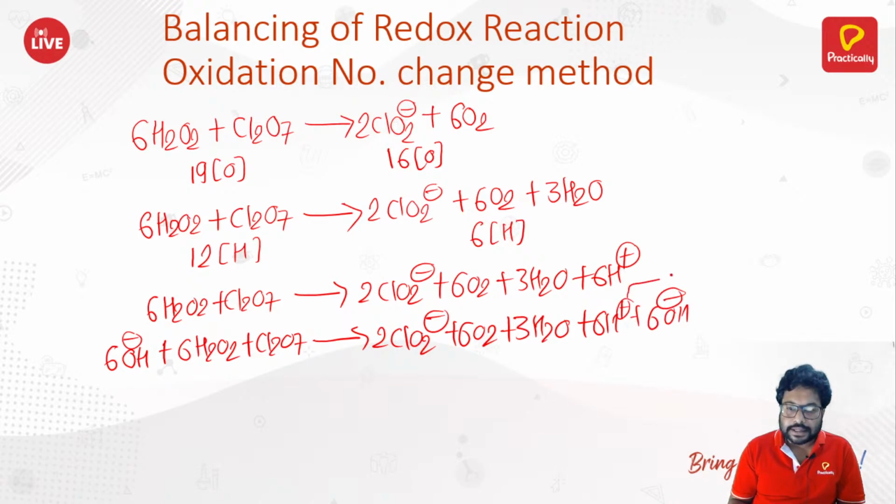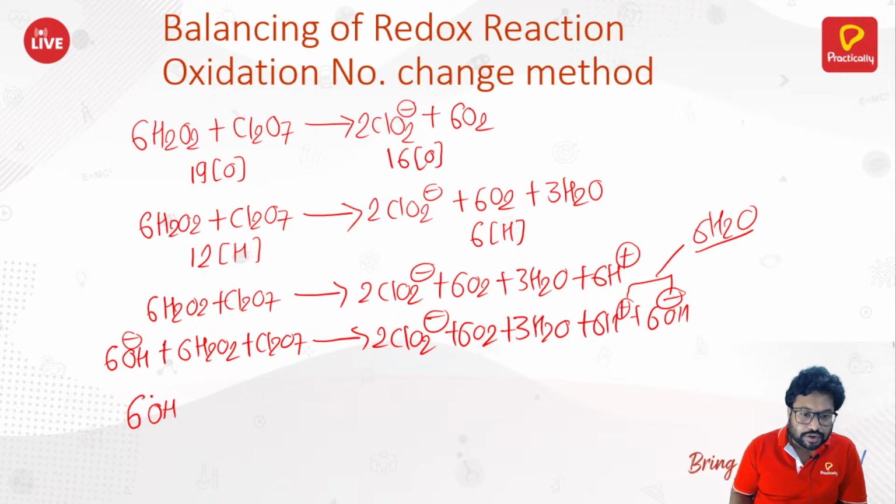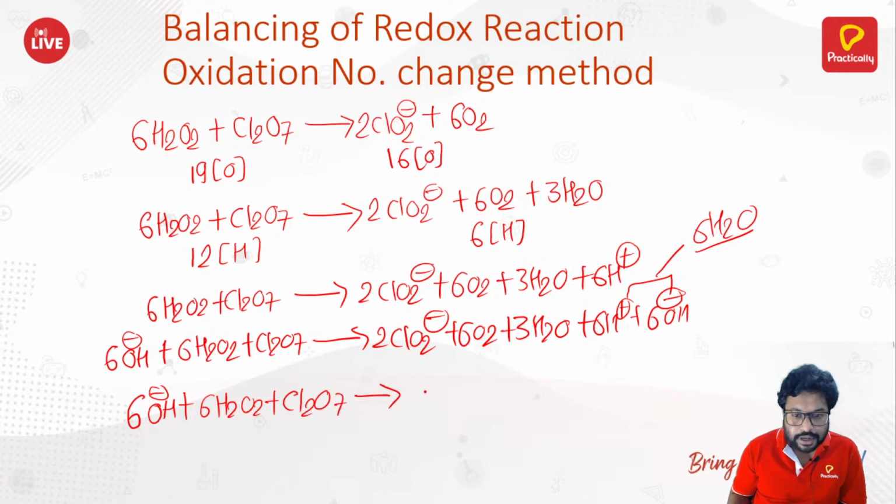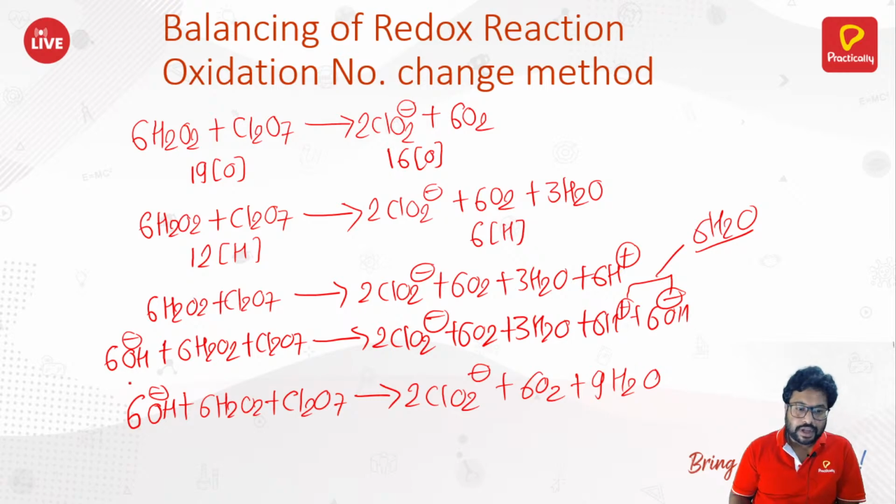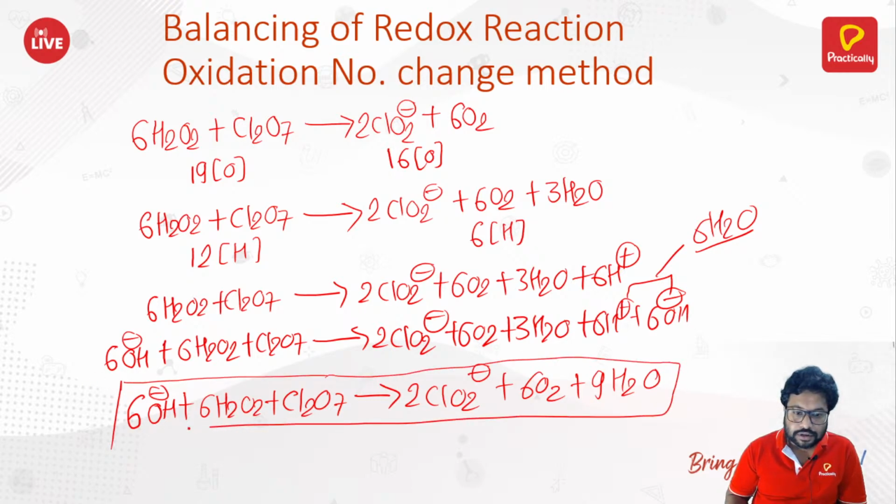Now 6 H plus and 6 OH minus will together give me 6 H2O, and this 6 H2O plus 3 H2O will together give me 9 H2O. That is why the final balanced equation should look like this: 6 OH minus, 6 H2O2, Cl2O7 giving us 2 ClO2 1 minus, 6 O2 plus 9 H2O, and that is your final balanced equation.